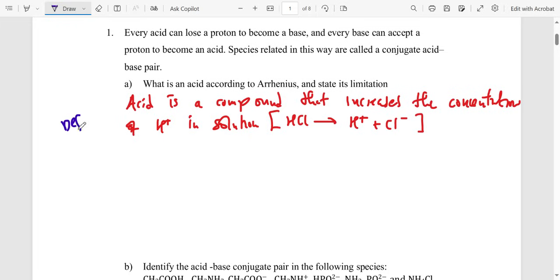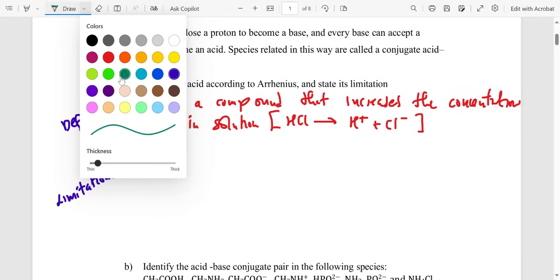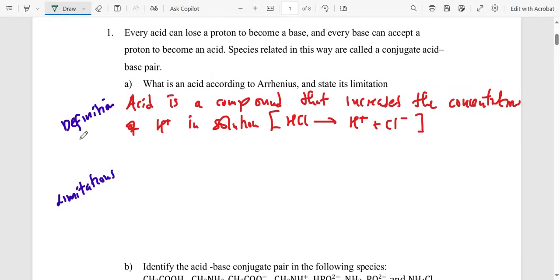But then what are the limitations? The second part is to state the limitations of the Arrhenius definition of an acid. One problem with this one is that not all acids are actually in solution, so it doesn't account for acids that are not in solution.